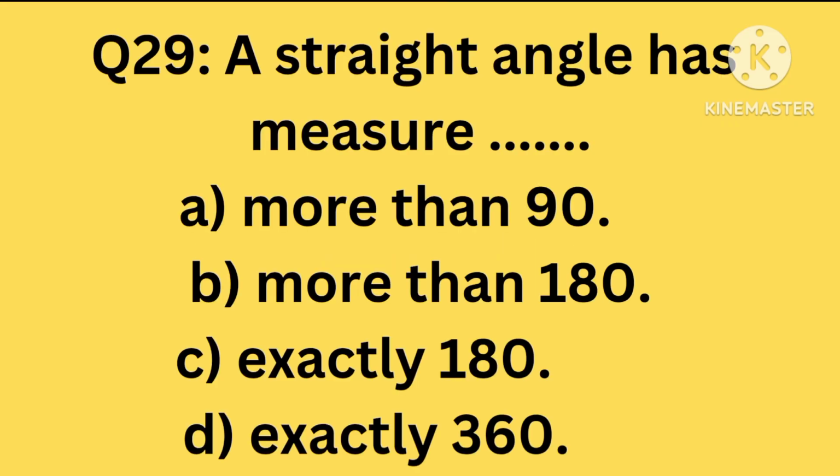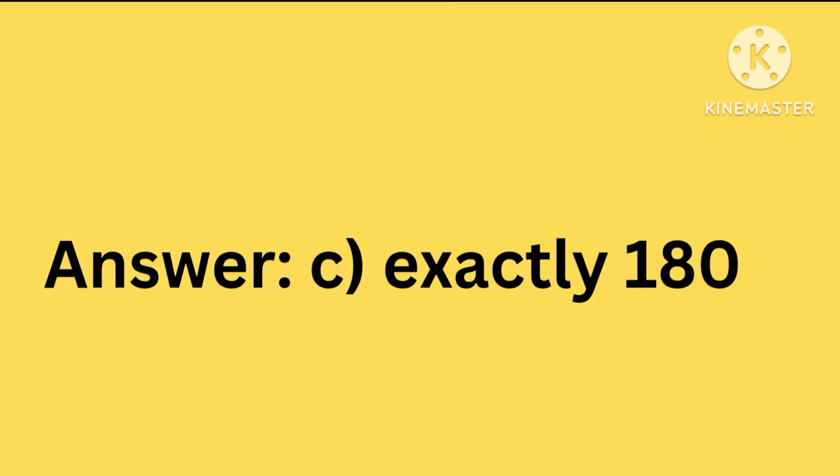Question number 29. A straight angle has measure dash: more than 90, more than 180, exactly 180, exactly 360 degrees. By the definition of straight angle, an angle whose measure is exactly 180 degrees is called a straight angle. The correct answer is exactly 180 degrees.